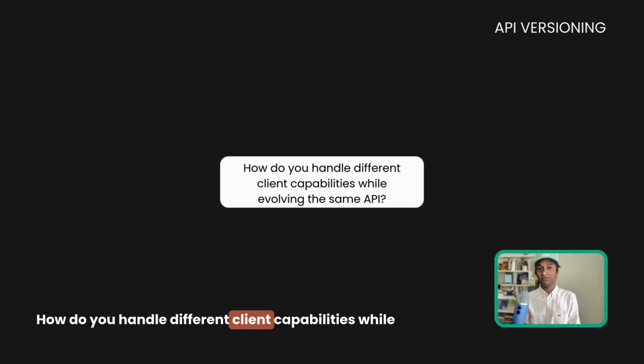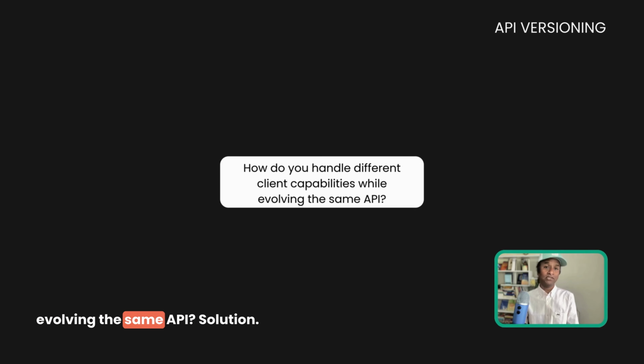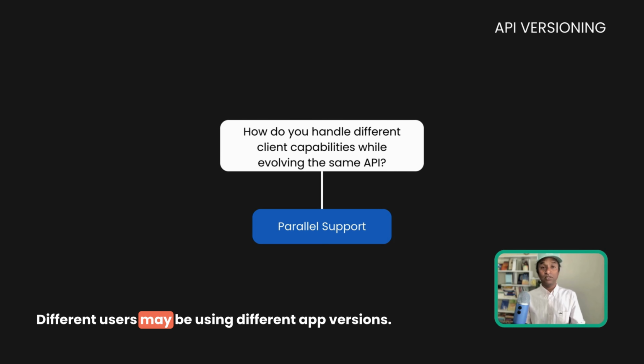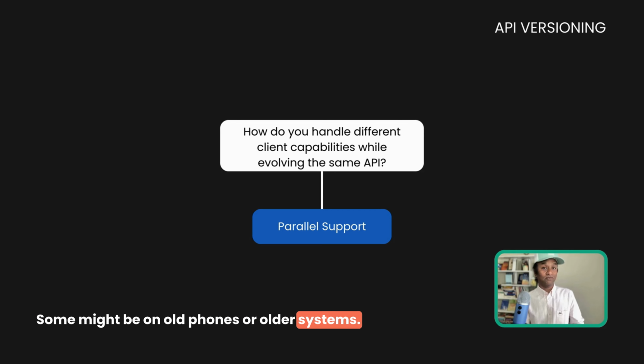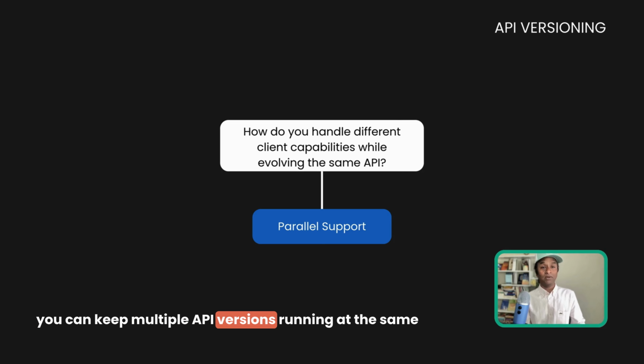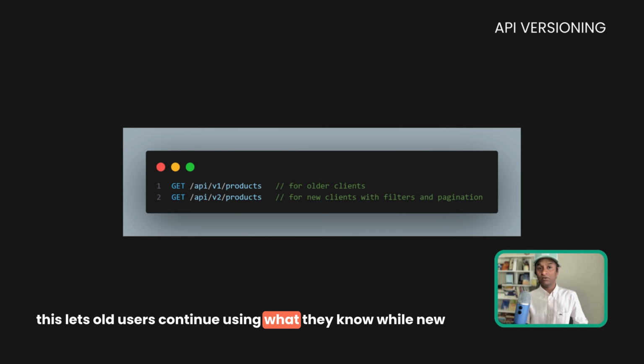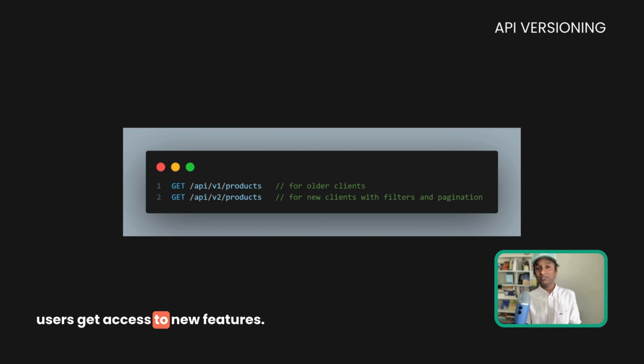How do you handle different client capabilities while evolving the same API? Solution: parallel support. Different users may be using different app versions. Some might be on old phones or older systems. Instead of forcing everyone to update at once, you can keep multiple API versions running at the same time. Example: this lets old users continue using what they know while new users get access to new features.